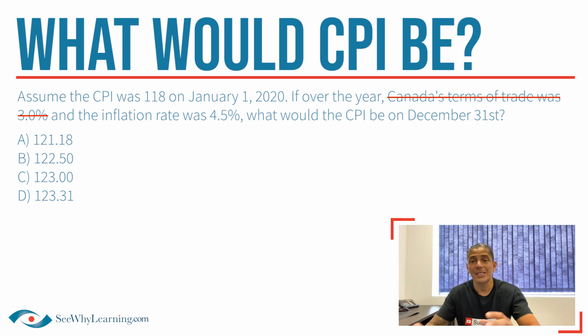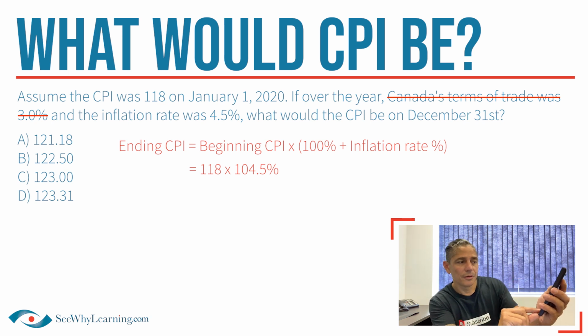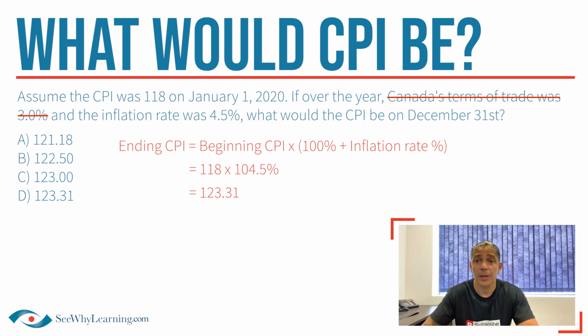So how do we calculate this? Well, we simply take 118, which is what the CPI was at the beginning of the year, and we increase it by 4.5%. In other words, it's going to be 104.5% of what it used to be. So if we enter that into our calculator, 118 times, and I'm going to make this really easy for you, 104.5, and we can hit the percentage button, and we find out the answer is 123.31. So really simple. We take 118, which is where the CPI started. We multiply that by 104.5% because it's going to be 4.5% more than what it used to be.